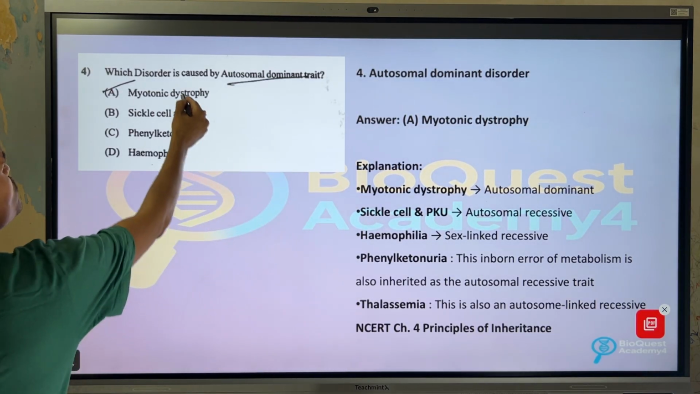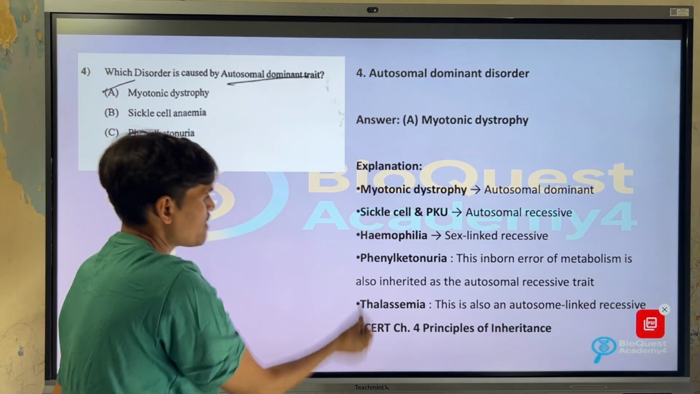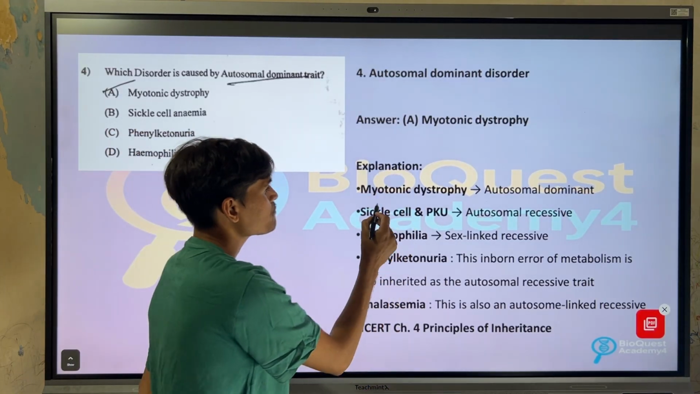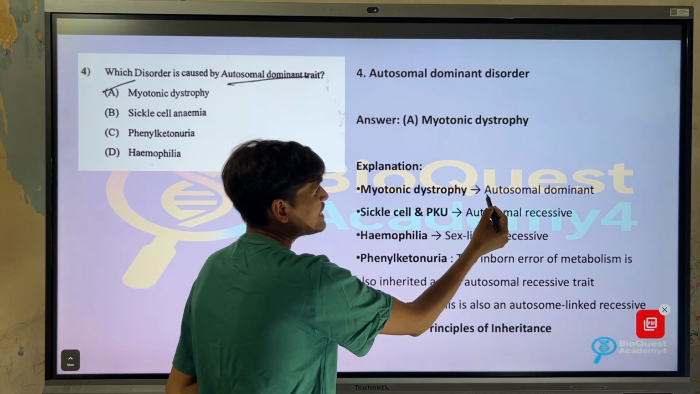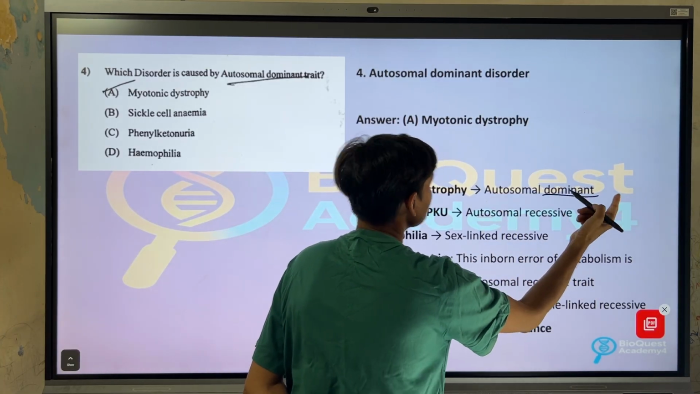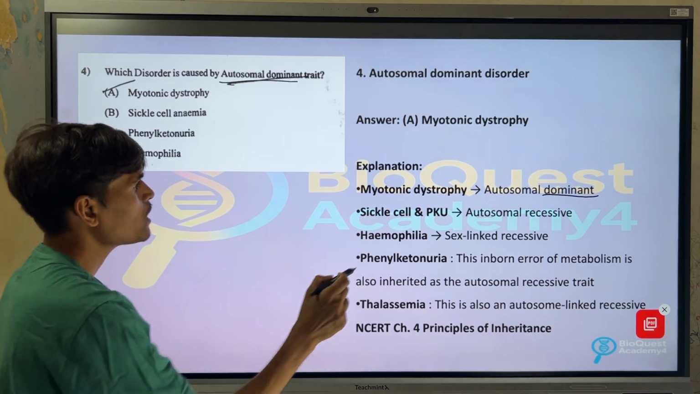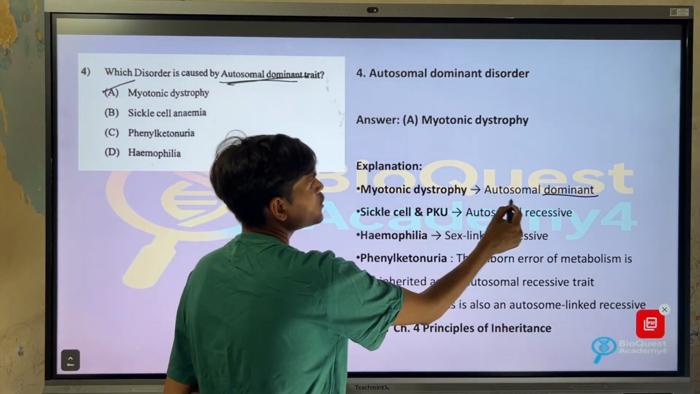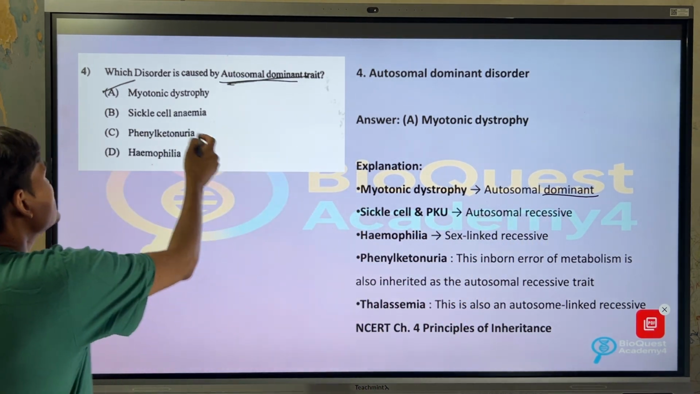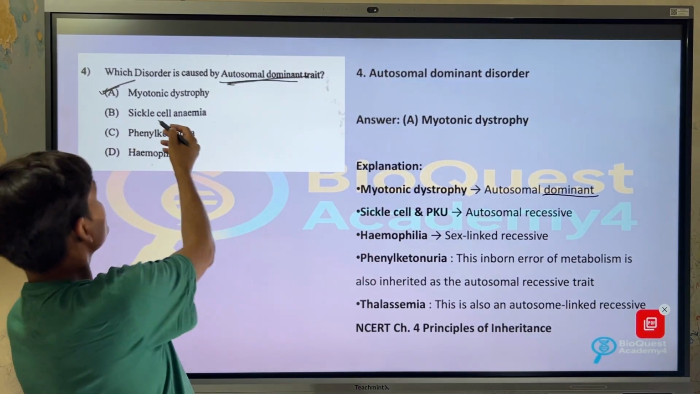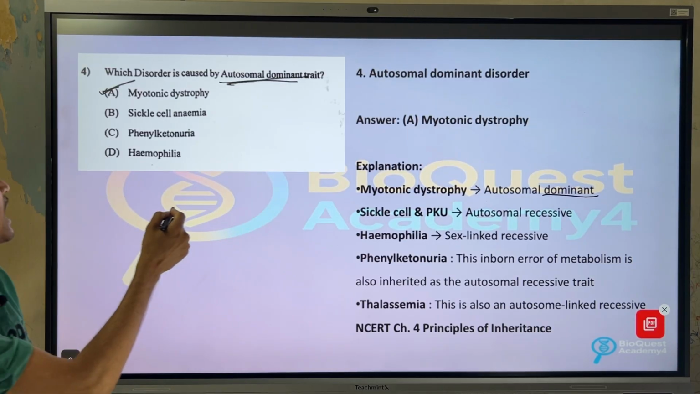But over here, to explain this, I have written everything in the short form of explanation. See, myotonic dystrophy is what? It is autosomal dominant. Now, what do we require? Autosomal dominant. So myotonic dystrophy is autosomal dominant, that means this is our answer. Answer is A. Then what about sickle cell anemia, phenylketonuria, and hemophilia?